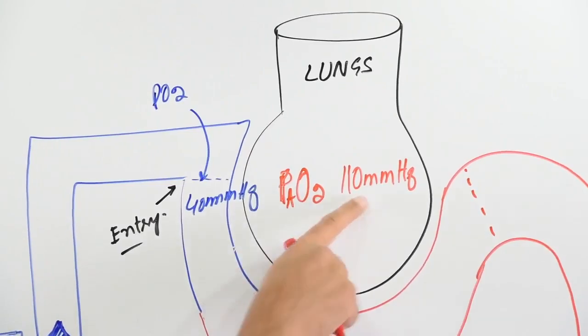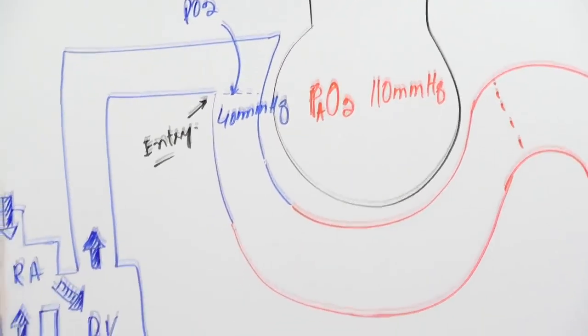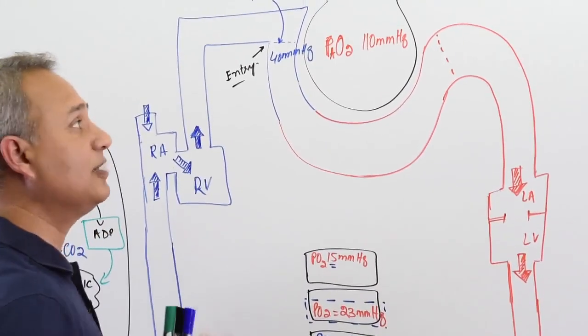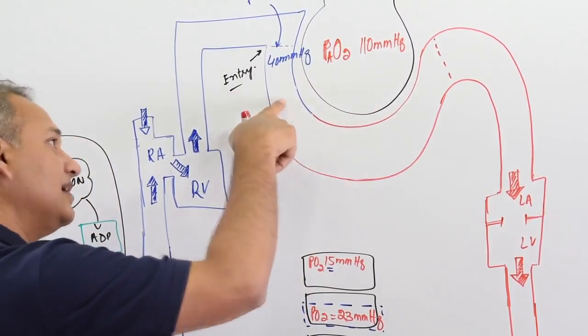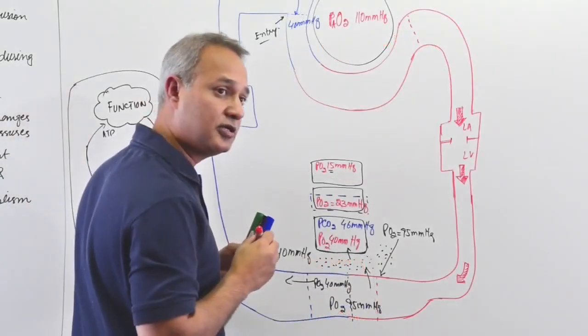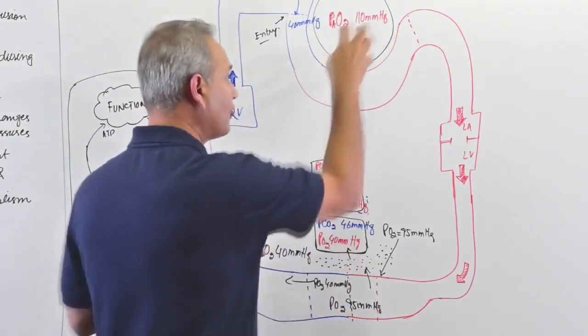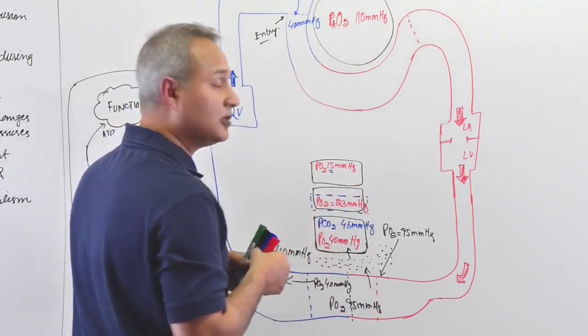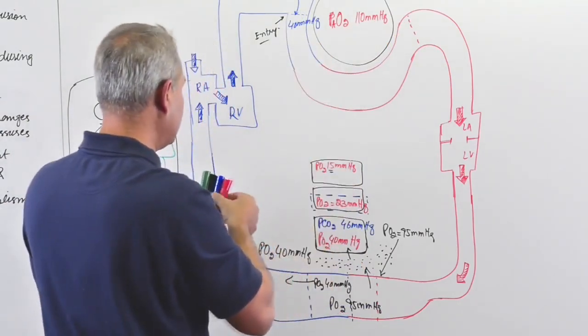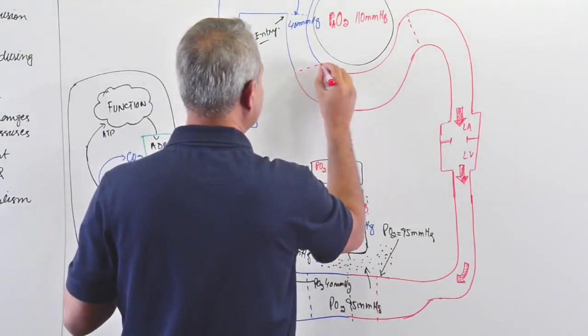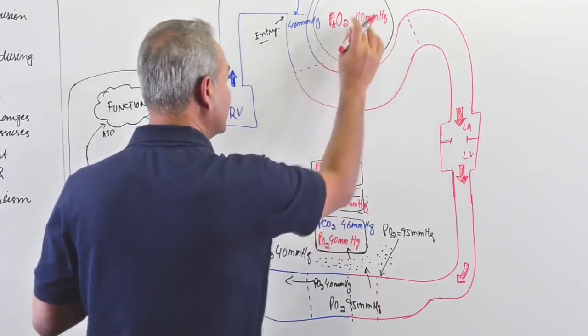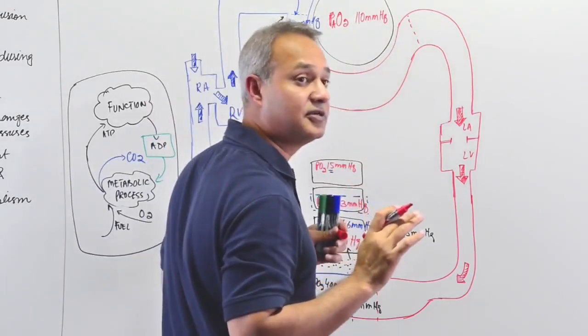So what is the gradient? 110 here and 40 here. There is a gradient of 70 millimeter of mercury. Which direction? Lungs higher and capillary lower, blood lower. So where will the oxygen diffuse? From the higher to the lower. Within 1/3 of the capillary, when the blood reaches here after 1/3, it has equilibrated.